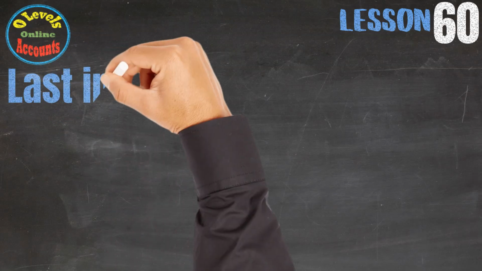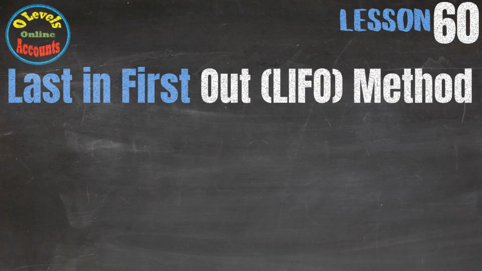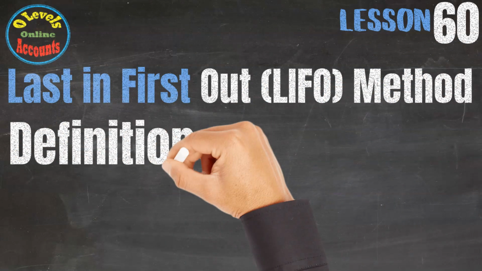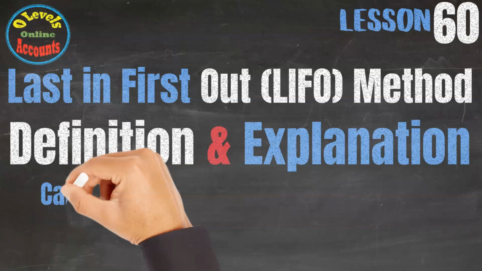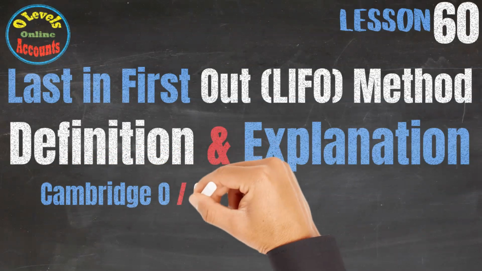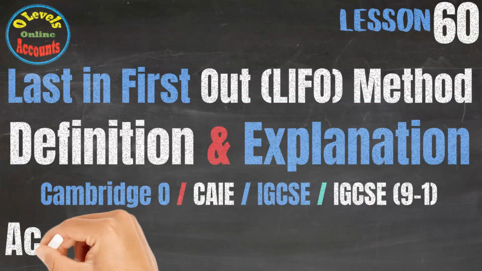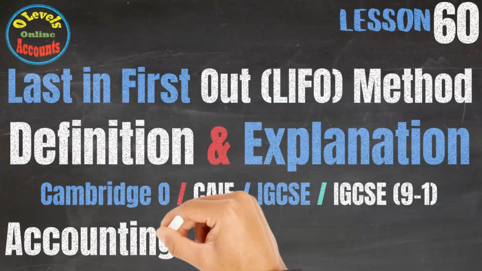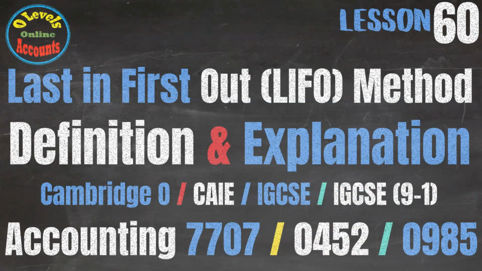In this video, we will discuss the last in first out, LIFO method's definition and its explanation. This video series is helpful for those students who are appearing in Cambridge O-Level upcoming exams, either in June or November, through CAIE or IGCSE 9-1, for accounting 7707, or 0452 or 0985. Let's begin the lesson material.